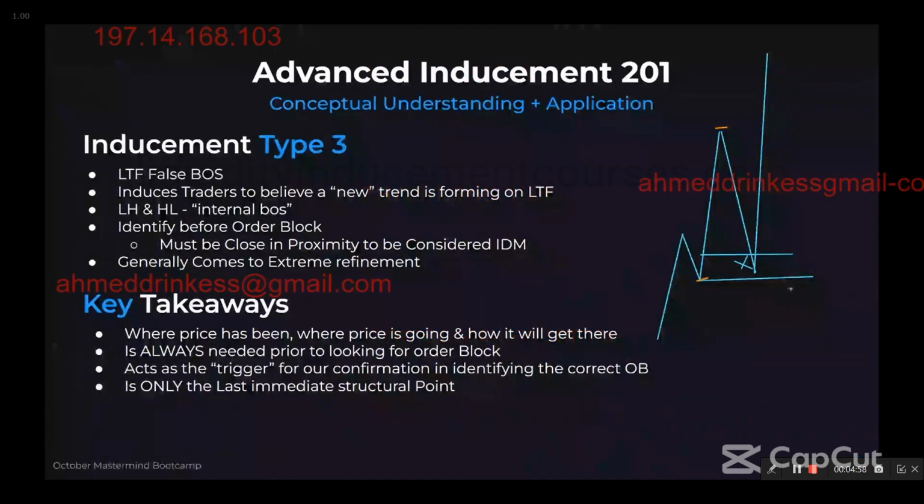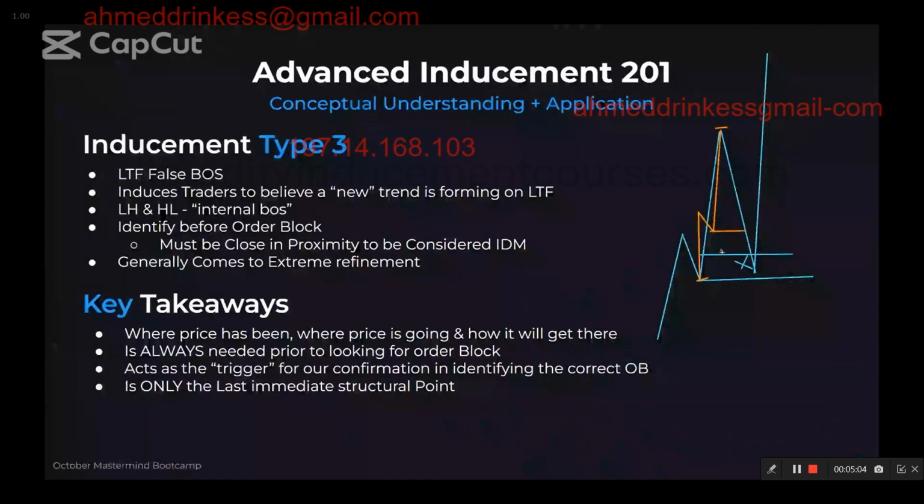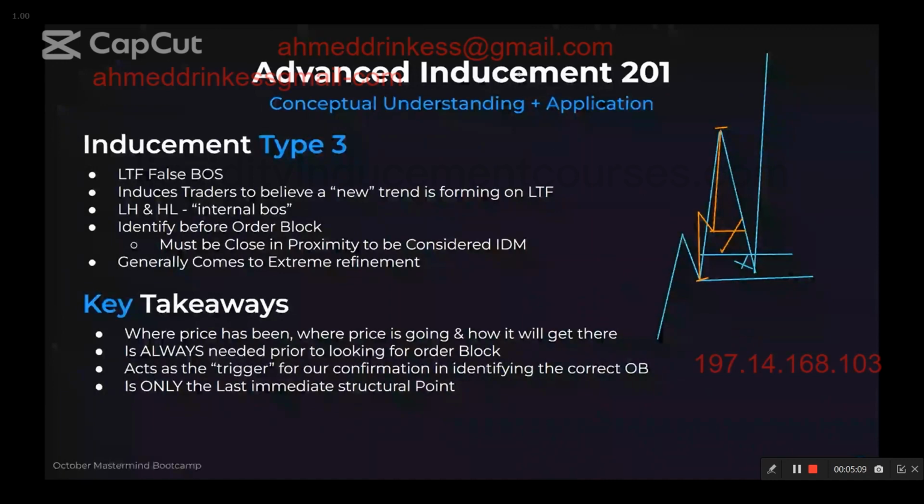Type 3. So our type 3 is going to be to the left. And that's how you can know this will work. But if there's absolutely none, it will not work at all. And we'll see plenty of examples of that.